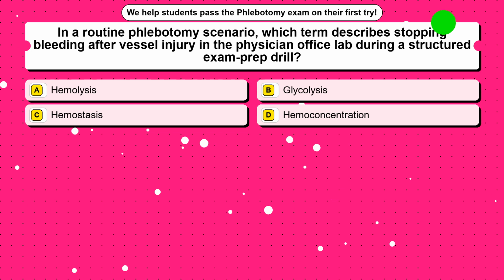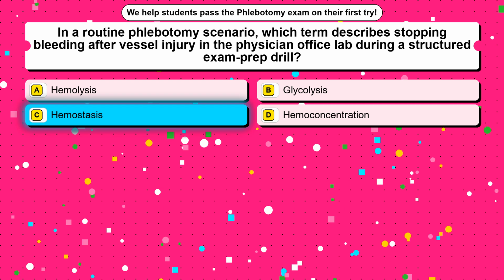Question 77. In a routine phlebotomy scenario, which term describes stopping bleeding after vessel injury in the physician office lab during a structured exam prep drill? Option A, hemolysis. Option B, glycolysis. Option C, hemostasis. Option D, hemoconcentration. The correct answer is option C, hemostasis.